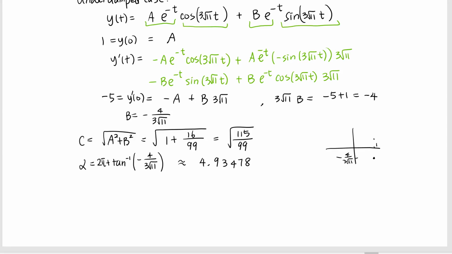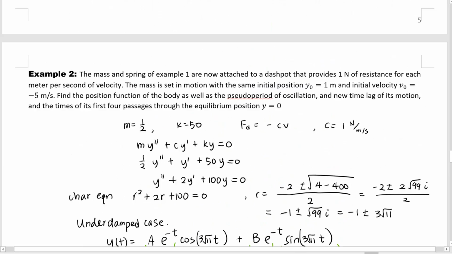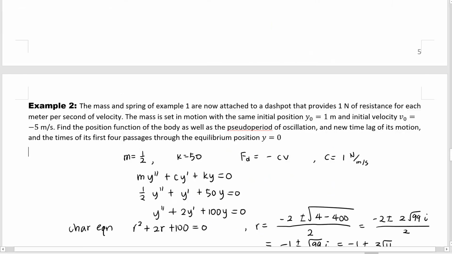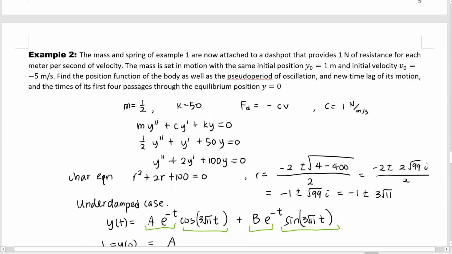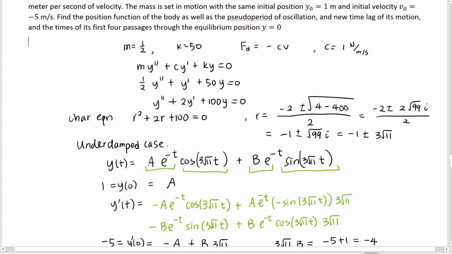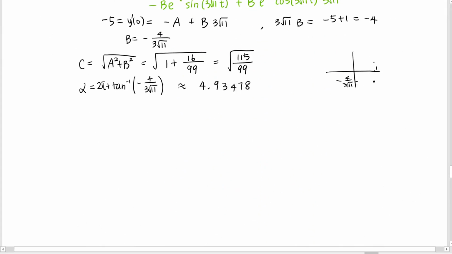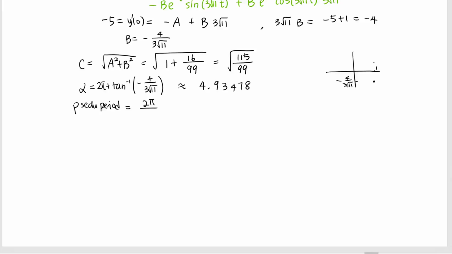So what is it asking? A position function, as well as the pseudo period of the oscillation and the time lag. So the pseudo period equals 2 pi over our imaginary part. Our imaginary part is 3 square roots of 11. So that's approximately equal to 0.6315. Okay, so that's the period.